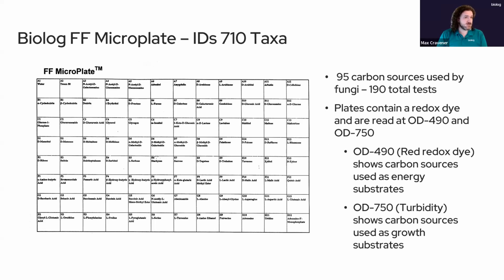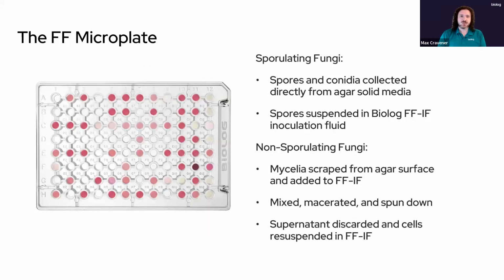Now for the FF plate, we have 710 taxa in this. There's a lot of different environmental, soil, and health relevant organisms in this database. And again, it uses the same redox dye technology, but it's a slightly different dye that absorbs at a different wavelength. This one is 490 nanometers, is more optimized for filamentous fungi, but it works on the same basic premise of metabolic activity as the output.